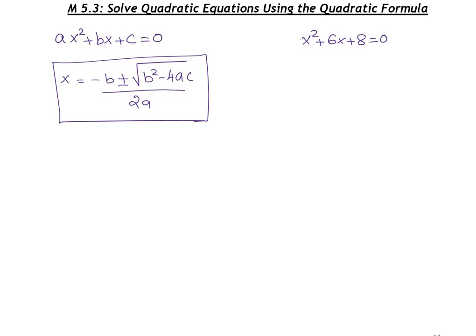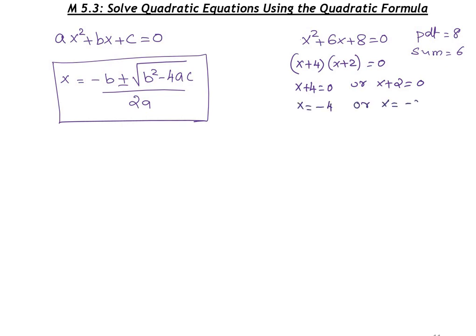We know how to solve that quadratic equation. We have already studied that one. We have to find two numbers whose product is 8 and the sum is 6. So the numbers are 2 and 4. So we can factorize this way: x plus 4 times x plus 2 equal to 0. That means x plus 4 equal to 0, or x plus 2 equal to 0. That means x is equal to negative 4 or x is equal to negative 2. So that is the method of factorization. So we will get the solution as x is equal to negative 4 and x is equal to negative 2.